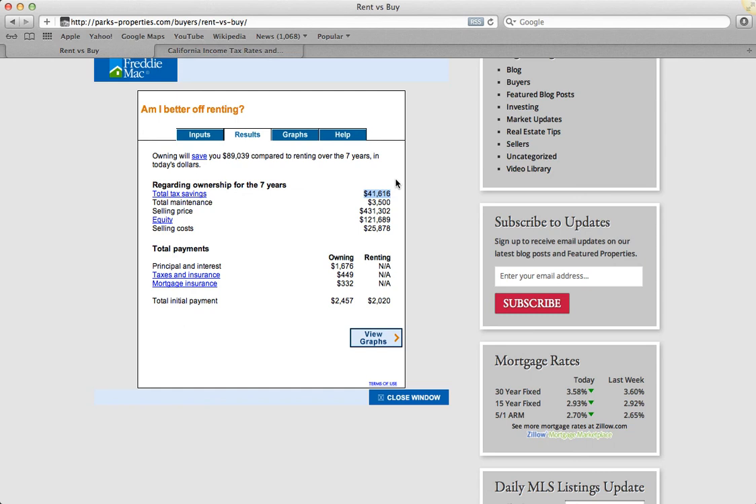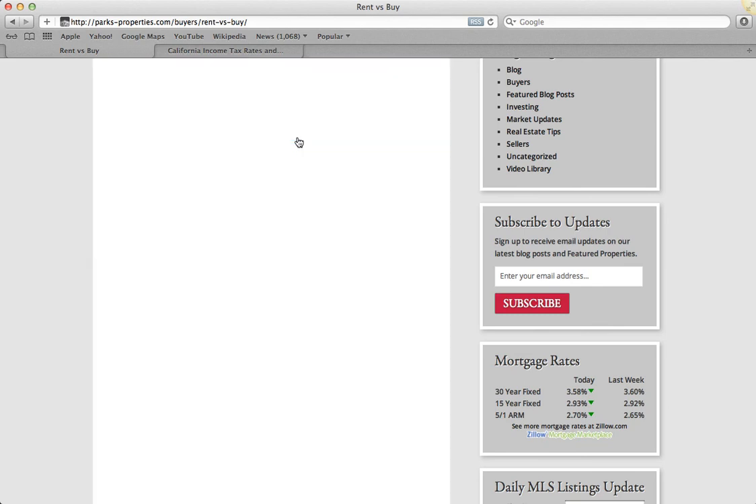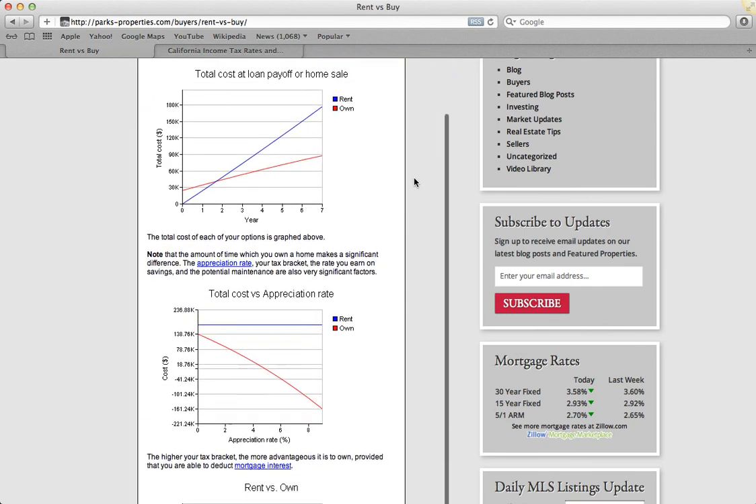Now, if you add that $2,020 to this tax savings of $495, it equals $2,515. So indeed, you are actually saving a little money by renting compared to owning. But in this particular scenario, it would be much more beneficial over the long term to go ahead and purchase a home. And you can definitely go to their graphs and you'll be able to see a visual representation of some of these figures.